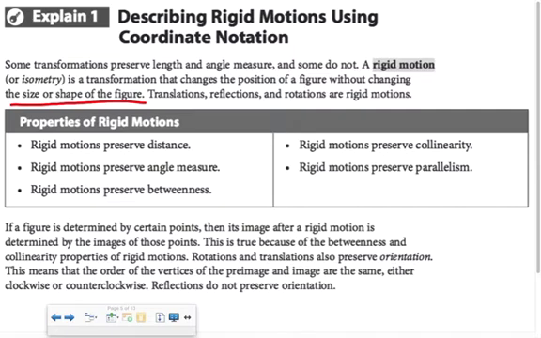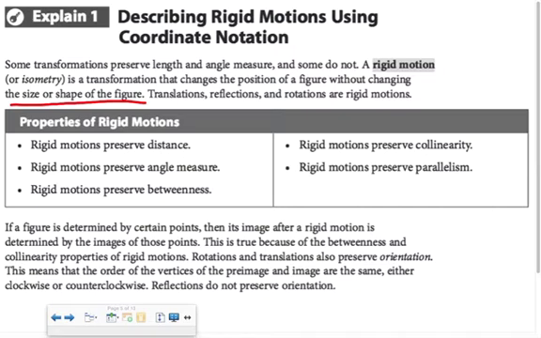Some properties of rigid motions, you can read those. Preserving distance means that segments stay the same length. Preserving angle measure means angles stay the same measure. Preserving betweenness means if a figure is between some things before the transformation, it'll be between them after the transformation. Same thing with collinearity, things being on the same line. Parallelism means that if I have segments that are parallel in the pre-image, they will still be parallel in the image.